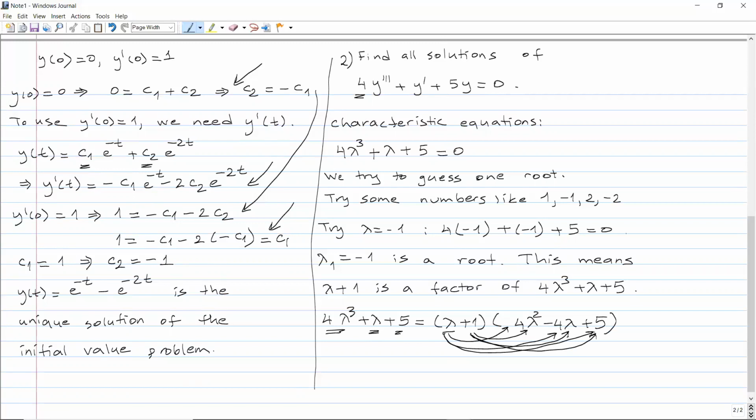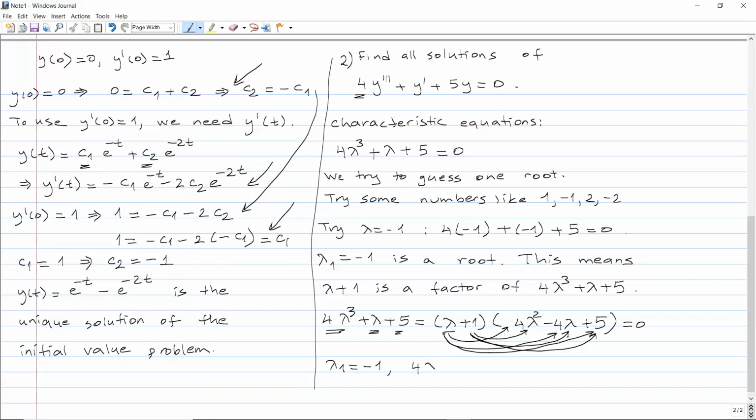So we factored out our polynomial as lambda plus 1 times 4 lambda squared minus 4 lambda plus 5. As I said, you can find the second order polynomial, 4 lambda squared minus 4 lambda plus 5, by using the polynomial division. All right, so if we set this equal to 0, we already have the first solution, lambda 1 equals minus 1.